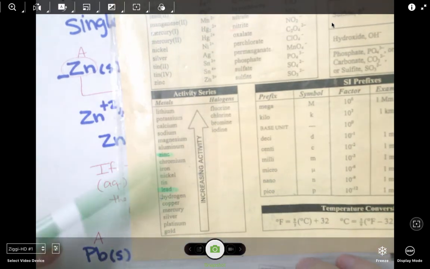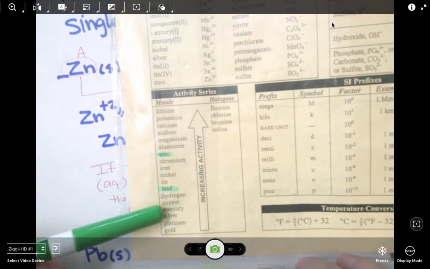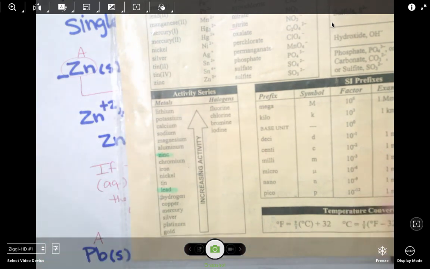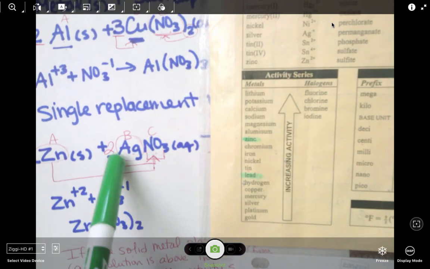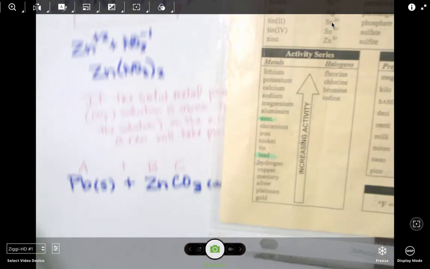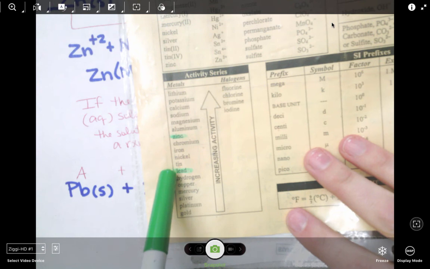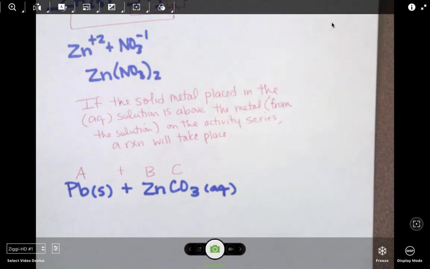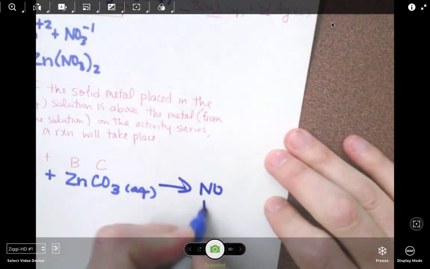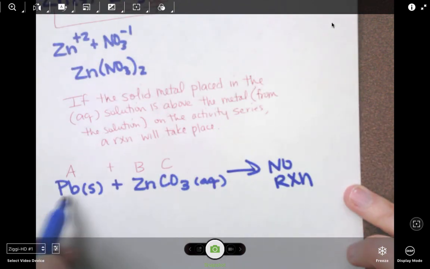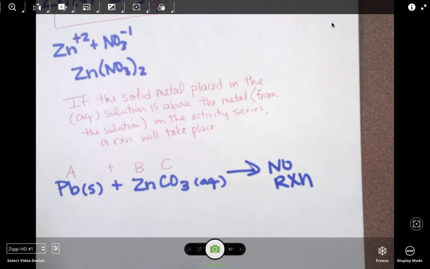The activity series tells you how reactive a metal will be in an aqueous solution. If the metal is highly reactive, then it is capable of stealing away the anion from the salt. If the metal is less reactive, then it is not capable of stealing the anion away from the salt. So because lead is lower than zinc in this activity series, this reaction will not happen. And by not happen, I mean that the zinc will stay with the carbonates and the lead will end up by itself. So nothing is going to happen in this reaction.